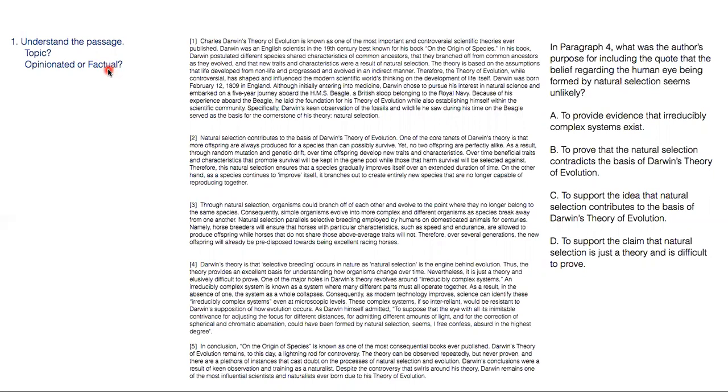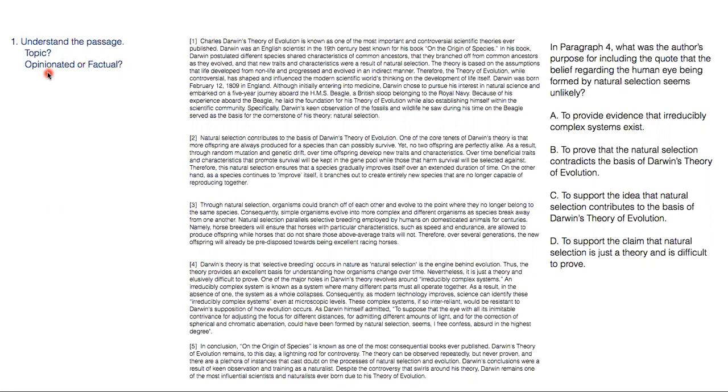the specific passage. When you are rereading the passage and understanding it, you want to make sure you are able to pick out the topic and whether it's an opinionated or factual piece. If it is opinionated, is the opinion positive or negative? These are all things that will help you to understand the passage as a whole and to answer all of the different questions on this section of the exam.